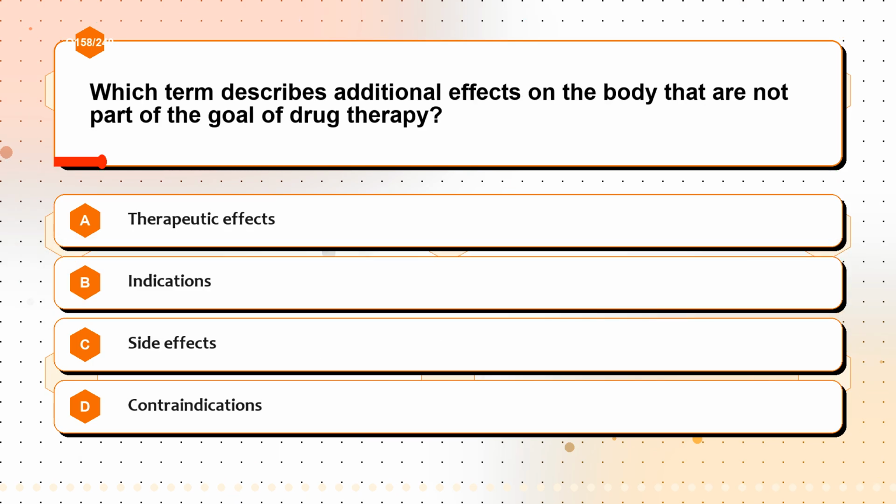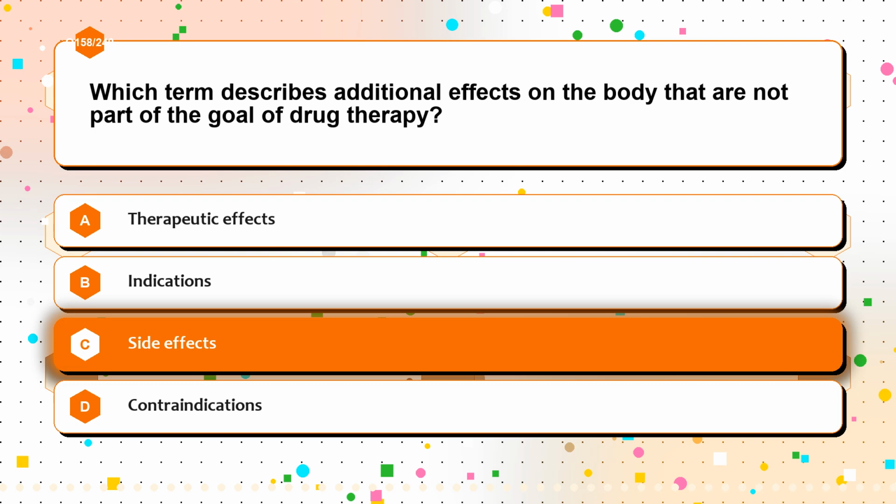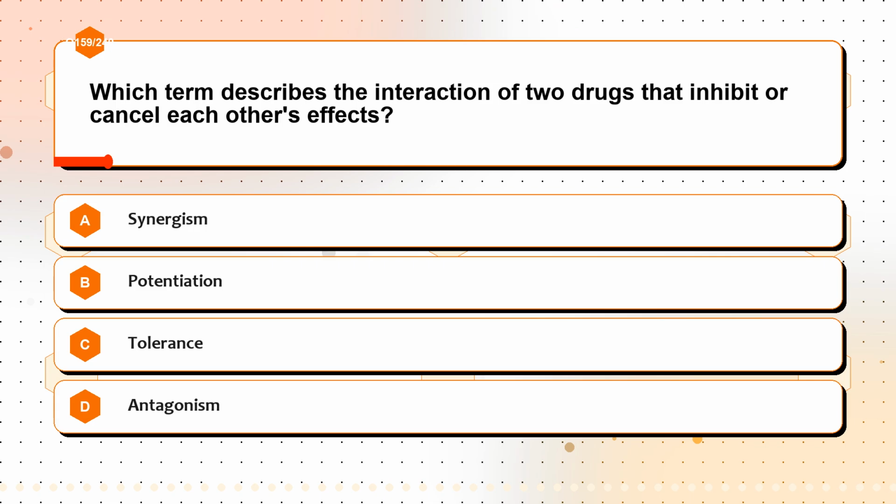Question 158. Which term describes additional effects on the body that are not part of the goal of drug therapy? Here are the options. Option A. Therapeutic effects. Option B. Indications. Option C. Side effects. Option D. Contraindications. The correct answer is option C. Side effects.